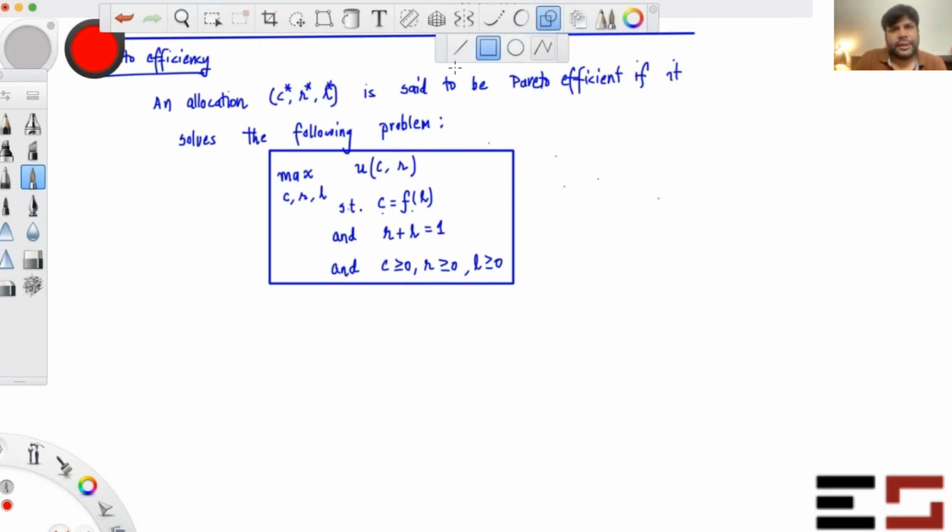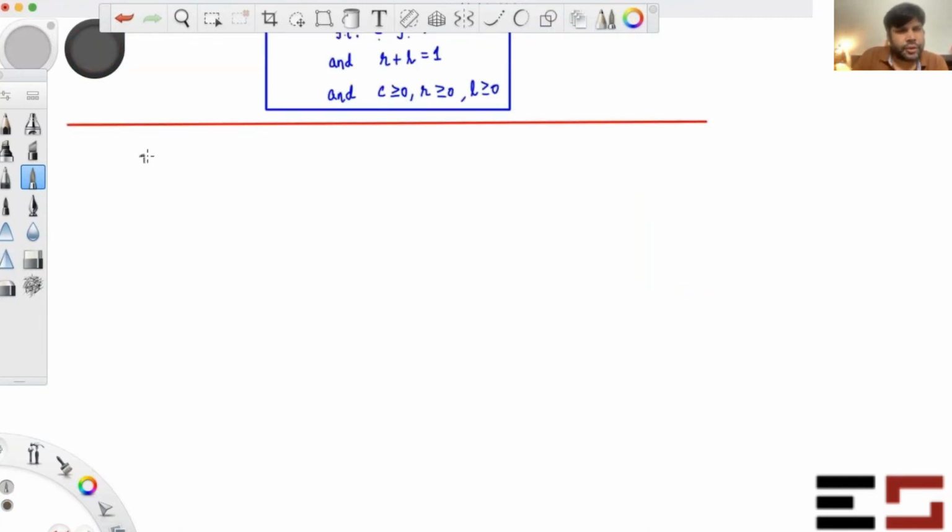Okay, so let's consider the following situation. So suppose the utility function is as given, and the production function is C equals 3L. Is that fine? And the total amount of time available in this economy is again 1 unit. So basically you have this allocation problem that you have 1 unit of time. How would you want to allocate this time into leisure and labor activities? So you want to solve this problem.